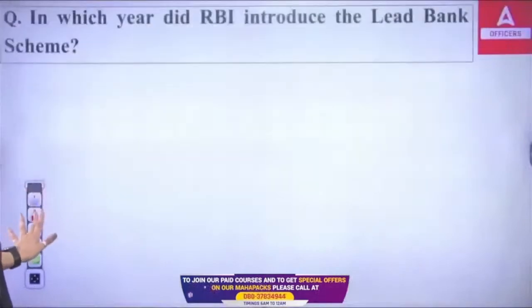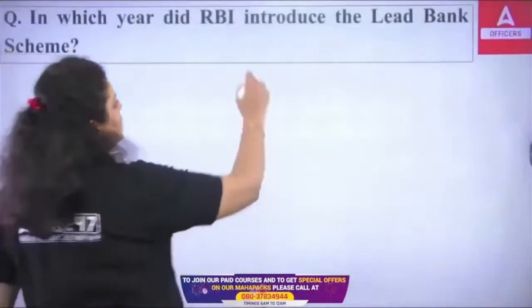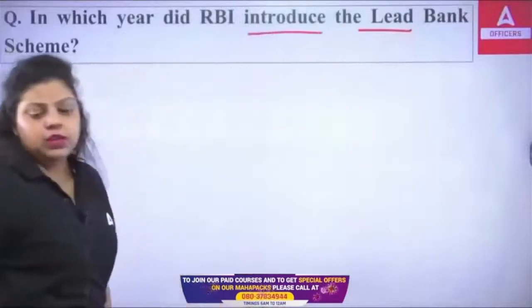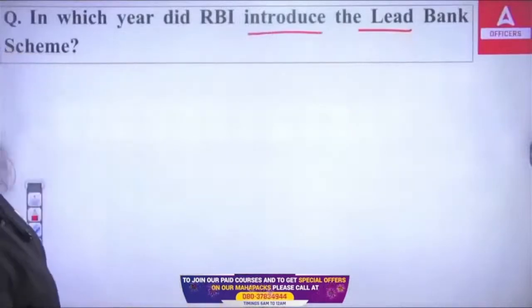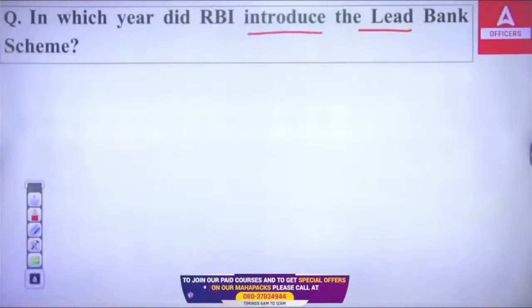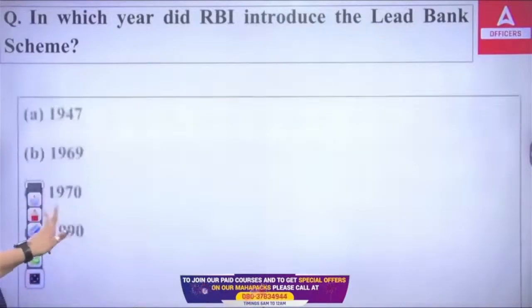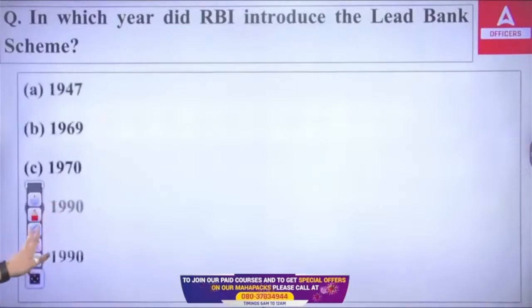First question. The first question is talking about, in which year did RBI introduce the lead bank scheme? In which particular year RBI introduced the lead bank scheme that we are talking about? Okay, so what is the lead bank scheme? Let's first understand it. The options you have are 47, 69, 70 and 90. These are the four options in front of you. Now, what is the lead bank scheme?